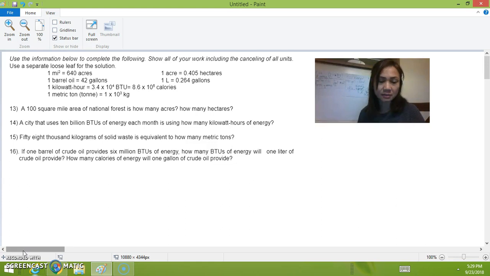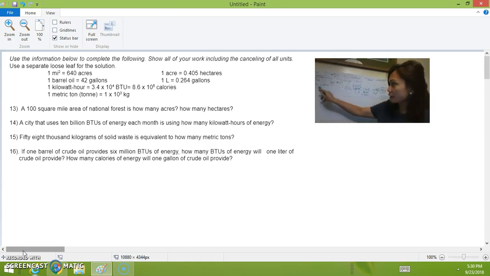And the question is, how many calories of energy will 1 gallon of crude oil provide? On the chart over here, we do have the answer to the first section. So we are going to recall again, how do we do the steps? Always identify the given and the unknown. For that second part of the problem, your given is 1 gallon of crude oil, and the unknown is how many calories of energy.